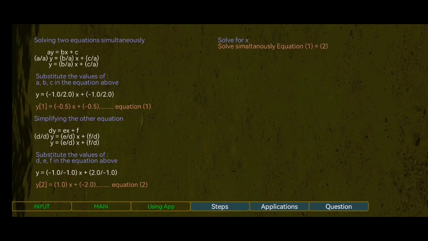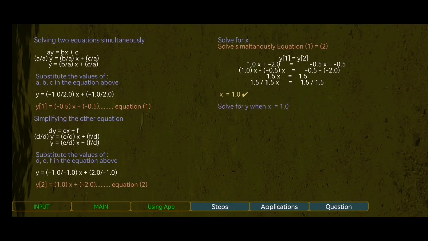So for x, simultaneous, equation 1 equals equation 2. Just take equations 1 and 2, put them on the left and the right sides, and then substitute, taking the like terms to one side, adding them, and then divide by 1.5 on both sides. x equals 1.